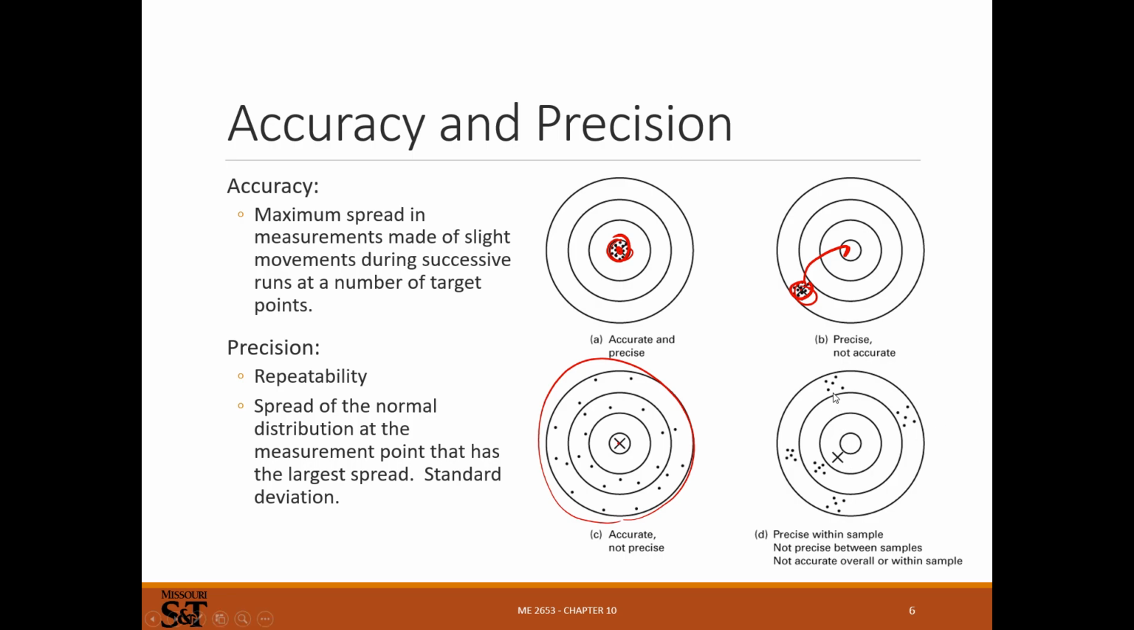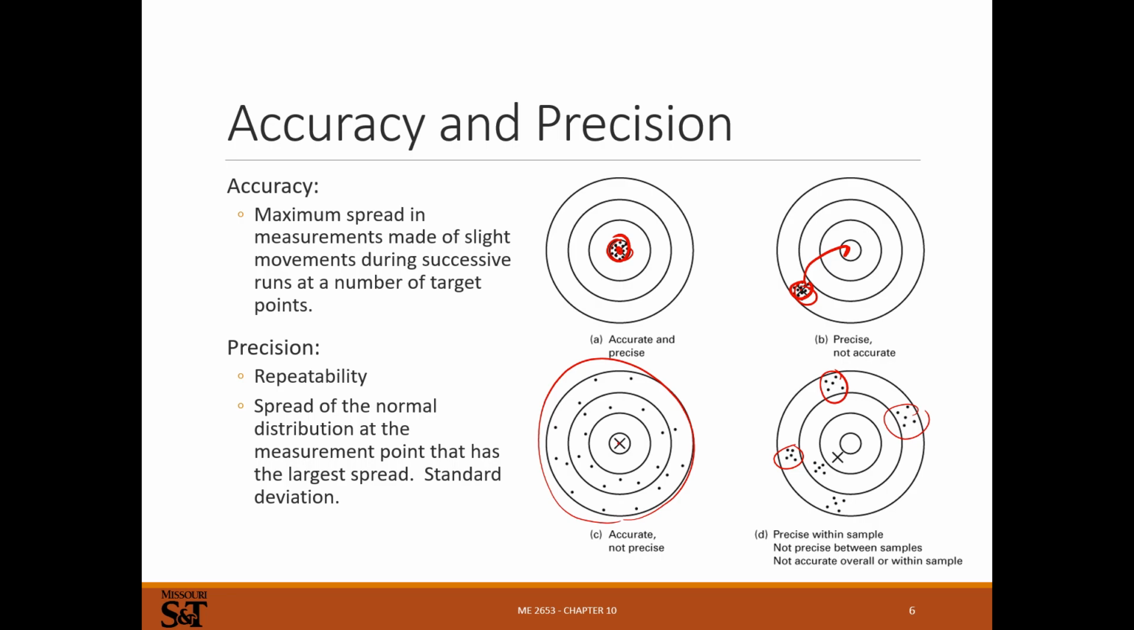You can also be maybe accurate within samples. So you might have a process where if you repeatedly do something really quick, you might get a grouping here, and then if you wait a little bit and do another grouping, it might be here, and then wait a bit and you do another grouping, it's here. That is precise within samples, but it's not overall precise, and it's not overall accurate.